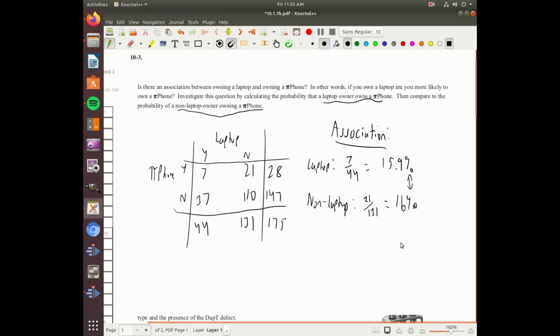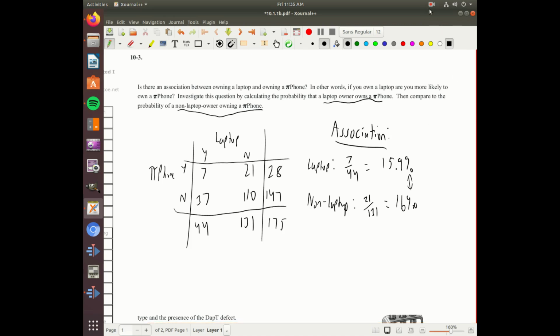In that basketball example, there is a reason for me to go ask the Golden State Warriors to dunk this basketball. But in this problem, there's no such reason. If I need a Pi phone, it wouldn't matter if the person had a laptop or not. I'm just as likely to be able to borrow their Pi phone either way.